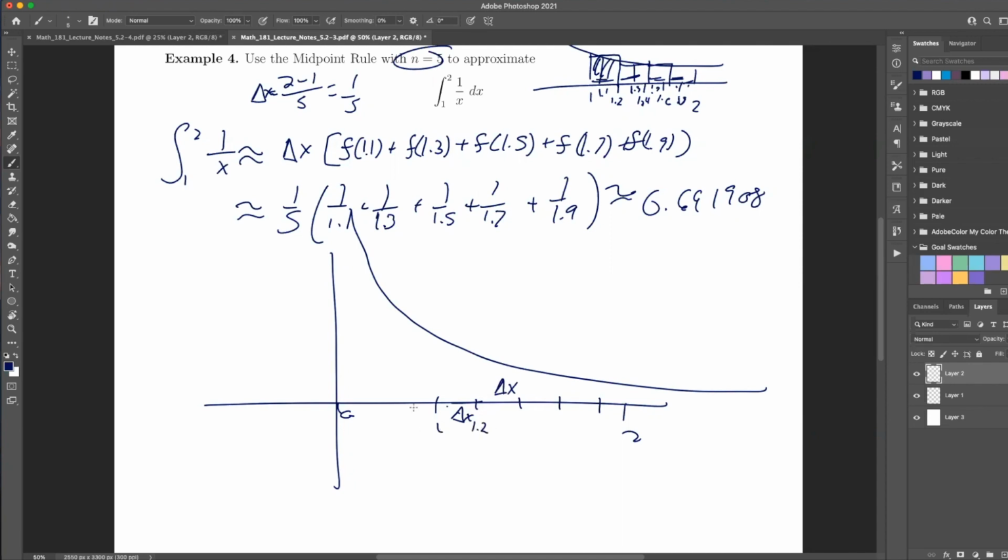Here I'll travel 1 delta x, so 0.2. This would be another 0.2, another 0.2, another 0.2, and another 0.2 to 2. So we have 5 equal pieces.